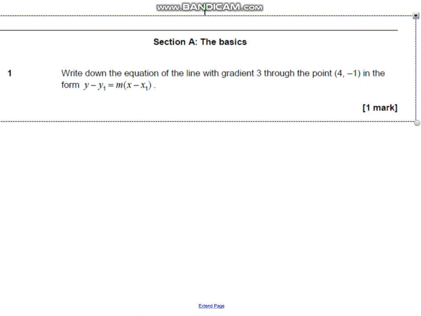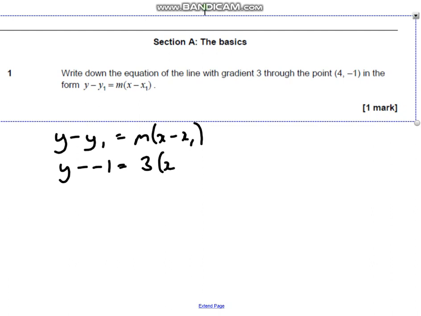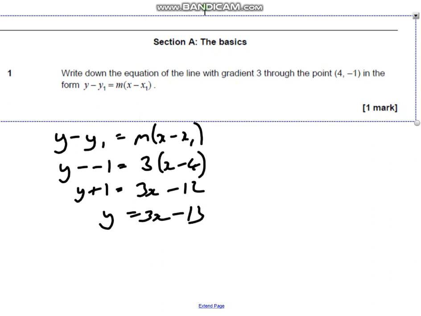As long as I've got my pen selected, I'll be fine. y minus y1 is equal to m(x minus x1). And so we're just going to have y minus, 1 is going to be equal to 3 is the gradient, x minus 4 for x, and so that's y plus 1 is equal to 3x minus 12, or y is equal to 3x minus 13. Okay, on we go to the next one.